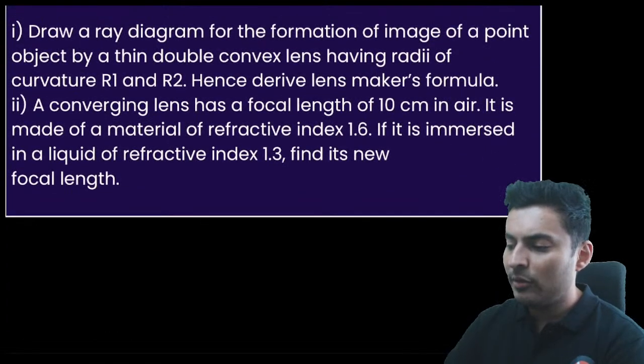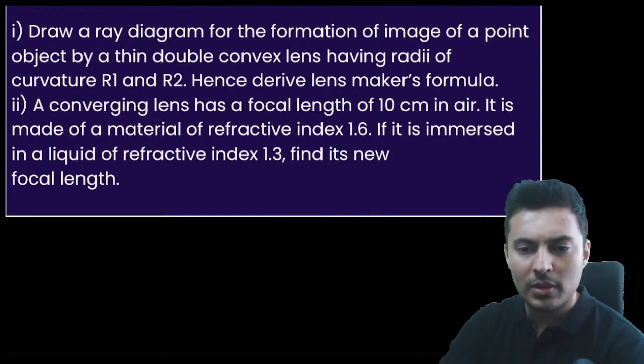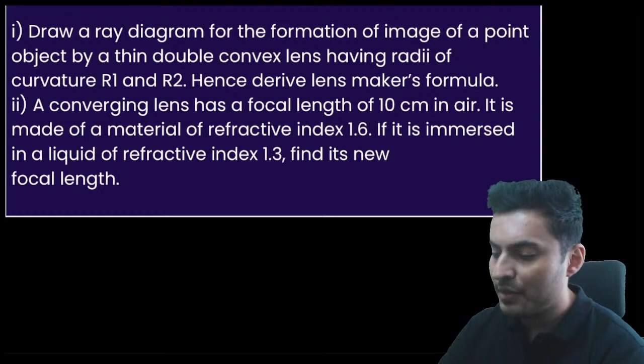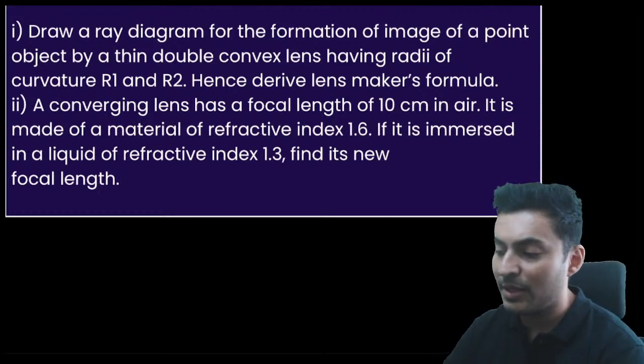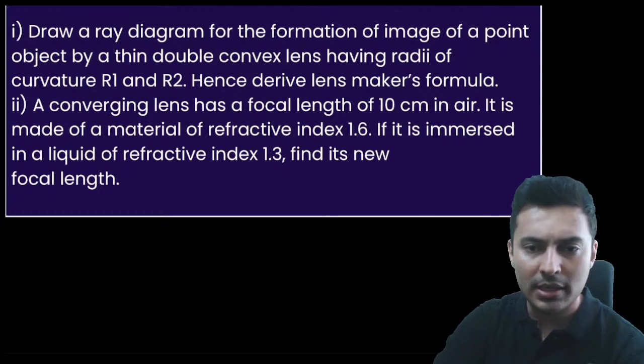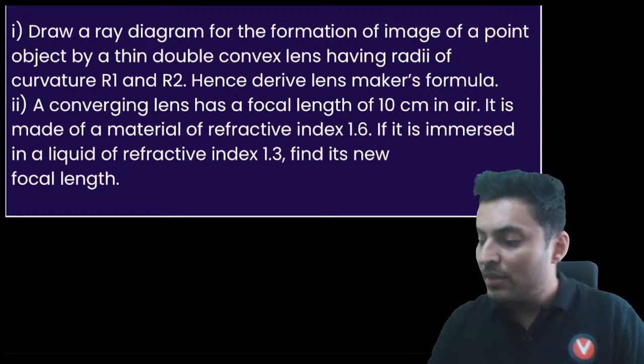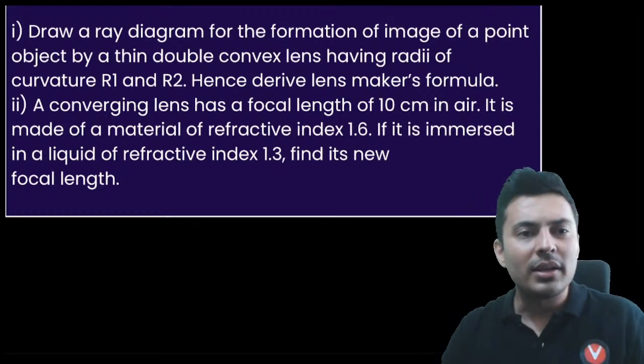Draw a ray diagram for the formation of an image of a point object by a thin double convex lens having radii of curvature R1, R2, hence derive the lens maker formula. A converging lens has a focal length of 10 in air. It is made of a material of refractive index 1.6. It is immersed in some liquid of some refractive index. Find the new focal length.